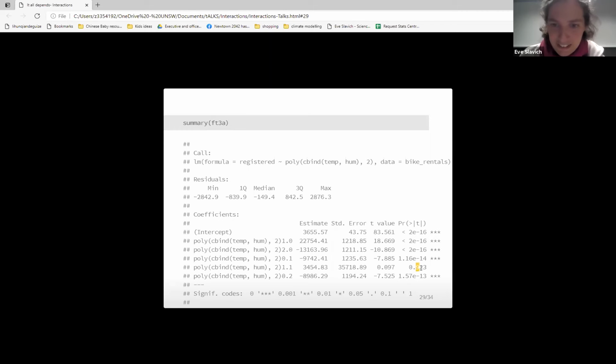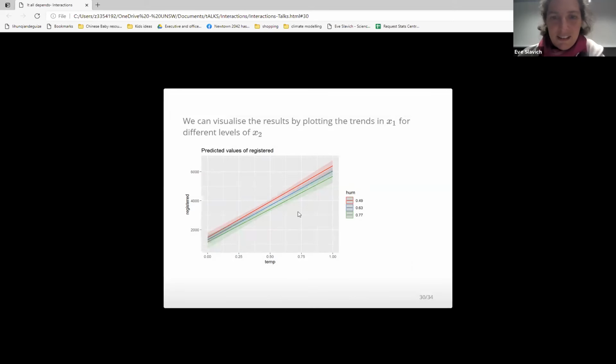As you can see here, the interaction is not significant here, which is telling me that the relationship between temperature doesn't have any dependency on how humid it is. And if we visualize the trends, we could plot out the slope of temperature for different levels of humidity. And here, these slopes are all very similar. And because we know that that interaction was not significant, we know that these slopes are not significantly different to each other.